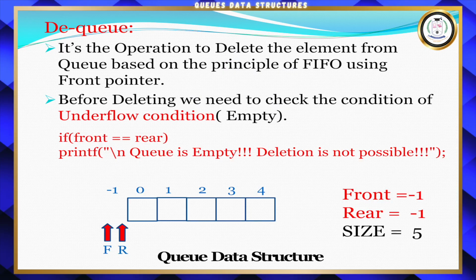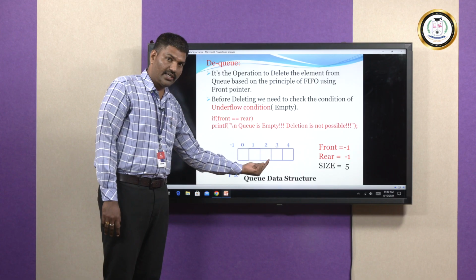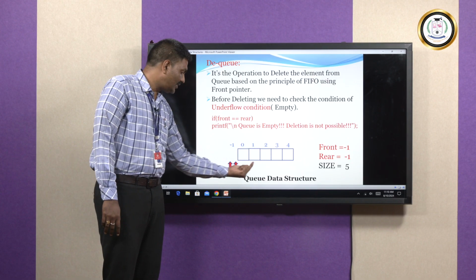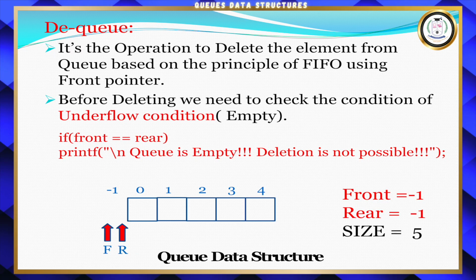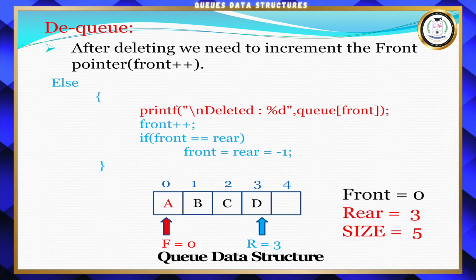That is the condition we are going to check here: if front equals rear. Why are we not checking front equals rear equals -1? Initially it is -1, but after inserting 2 data and deleting the 2 data it is also empty, yet this particular location is located here. That's why we check whether both pointers are equal or not. If they are equal, then directly we say the queue data structure is empty, we cannot perform the operation of deleting.